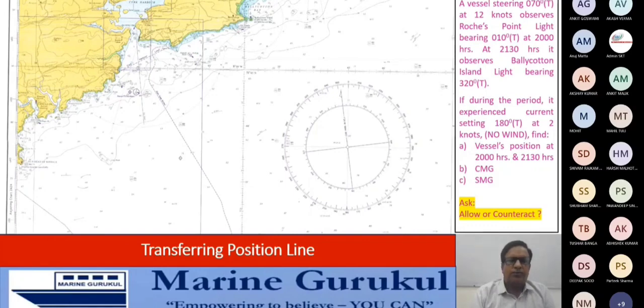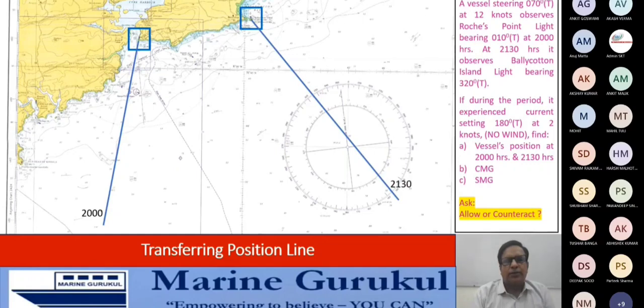There's no wind, so the two displacement vectors are one because of ship's own propulsion and the other because of the current. So let's get going with the question. We'll identify the landmarks. We draw the 2000 PL. We draw 2130 PL. We take any point on first PL. Now we draw the CTS through it, indicated by single arrow, mark off engine distance for 1.5 hours, that is point B. So this is 070 degrees true into 18 miles.